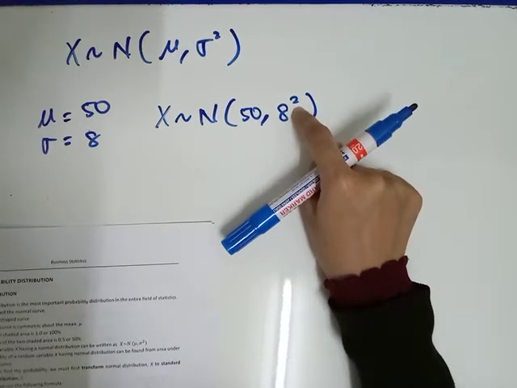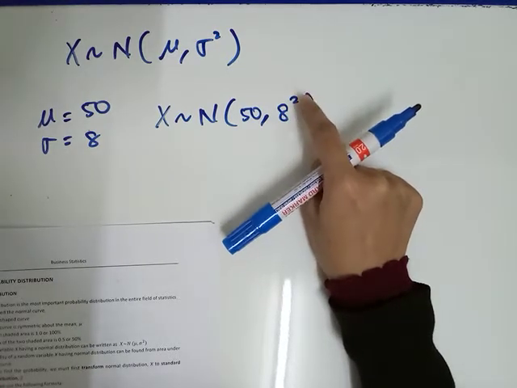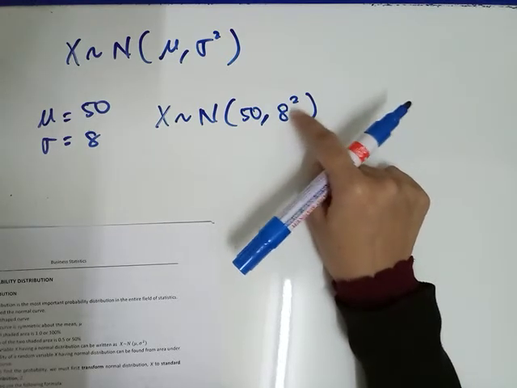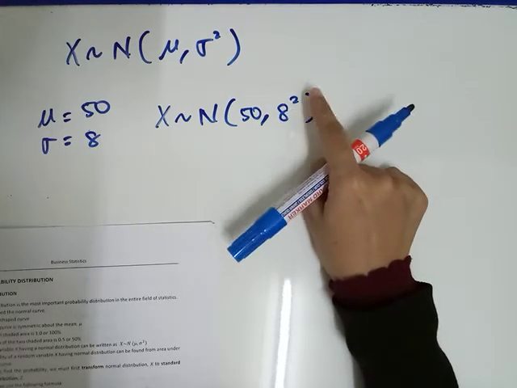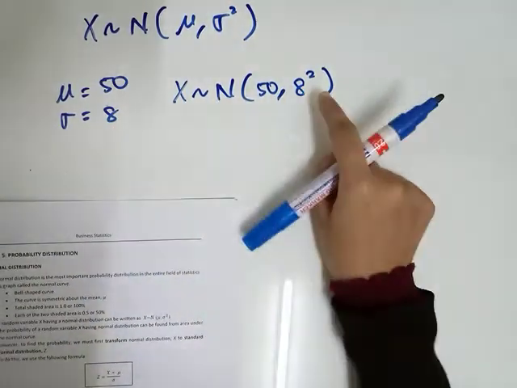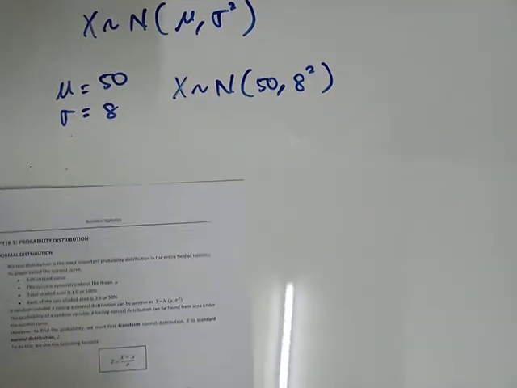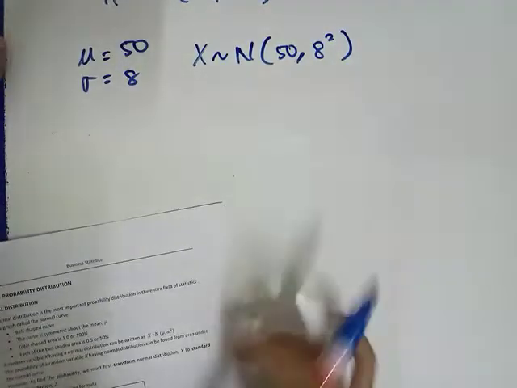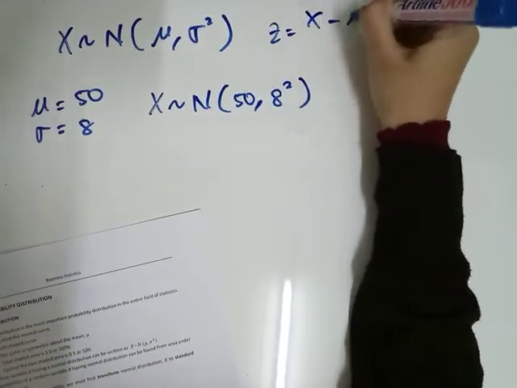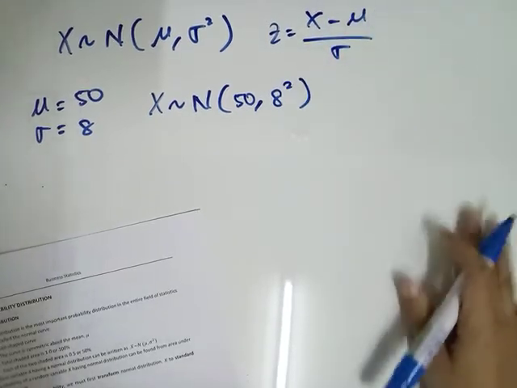No need to calculate 8 squared, which gives 64. Let it be like this, because we want to use the standard deviation, not the variance. So to find the probability, we need to use the formula z equals x minus mean divided by standard deviation.